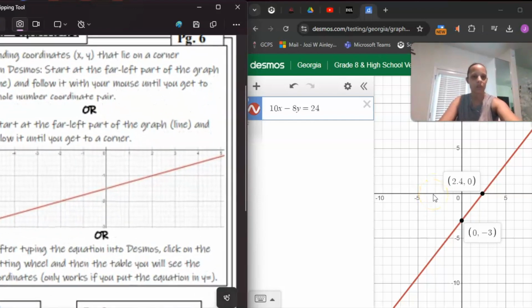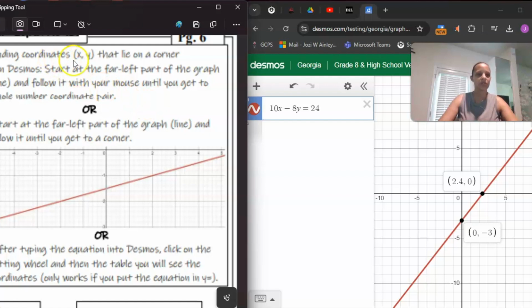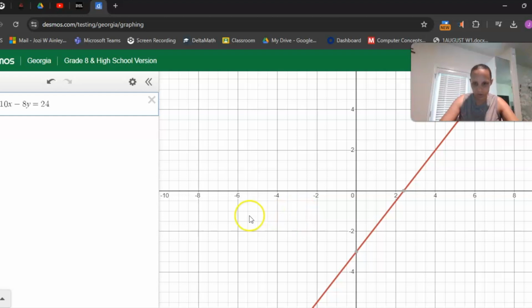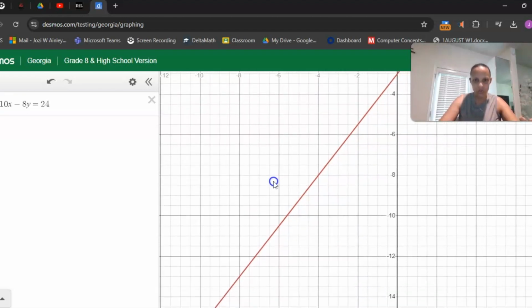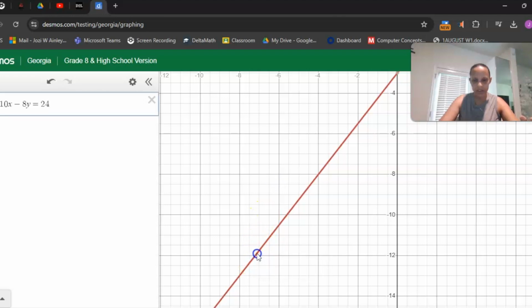Okay, well, here are your notes on that. So finding coordinates x, y that lie on the line. On Desmos, you're going to start on the far left part of the graph and follow it. So far left, and you're going to follow it like this with your mouse until you get to a whole number. So there are three methods, it looks like. Okay, so method one, I'm going to start on the far left. So down here. And I'm clicking on the mouse. So click on the mouse until you see a whole number.